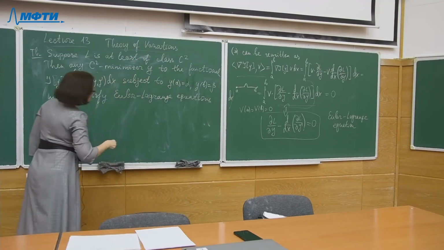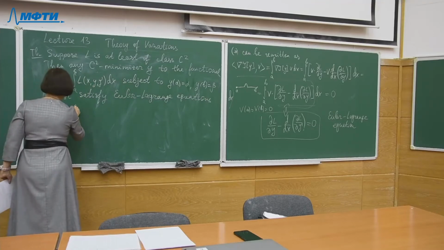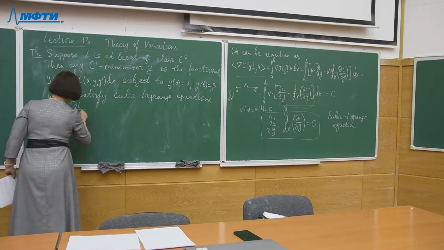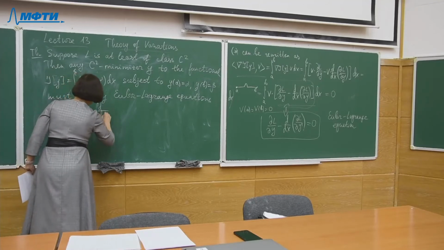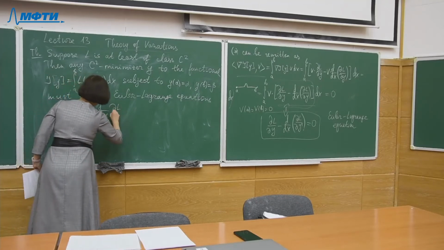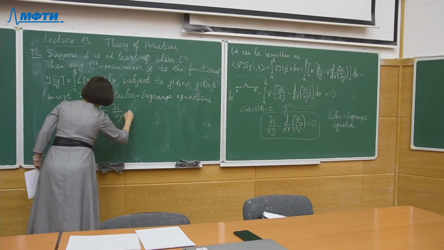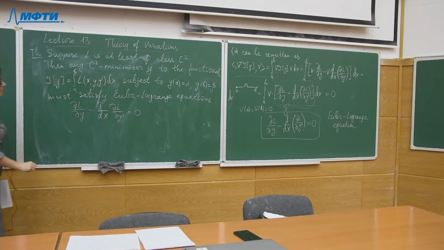It is a necessary condition, but not sufficient. And in what follows, we will speak about sufficient conditions. Minus d over dx of dL over dy prime equals 0. Okay, so this is the theorem. It was proved. And now we will try to apply this theorem to our example.